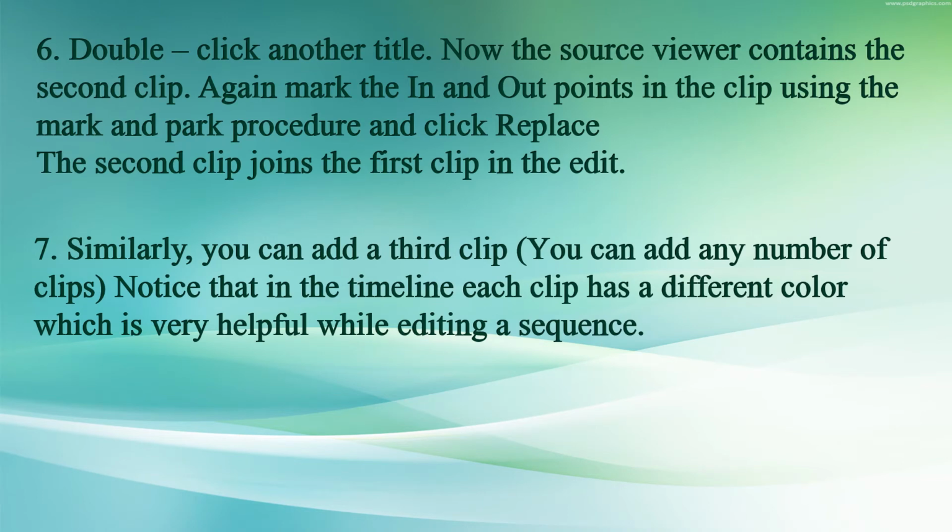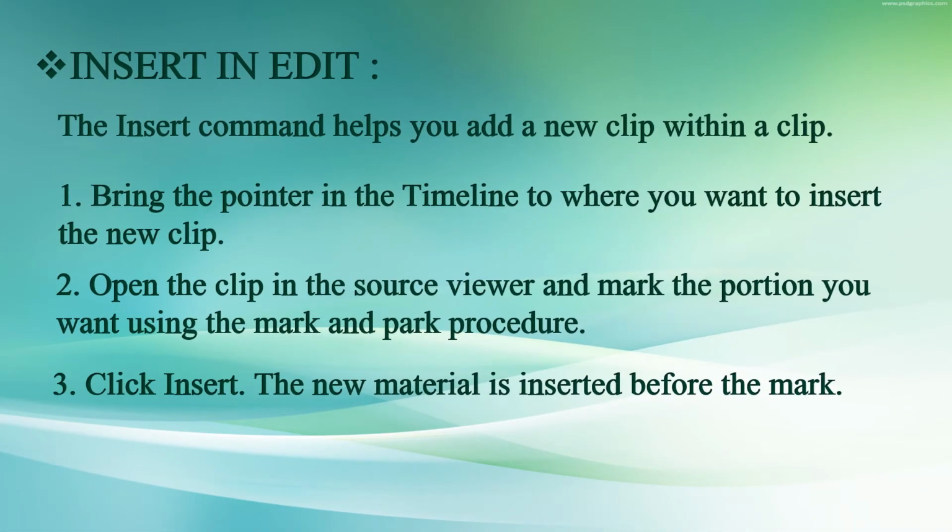Double click another title. Now the source viewer contains the second clip. Again mark the in and out points in the clip using the mark and park procedure and click replace. The second clip joins the first clip in the edit. Similarly, you can add a third clip. Notice that in the timeline, each clip has a different color, which is very helpful while editing a sequence. Before we move further, let us view the function buttons.